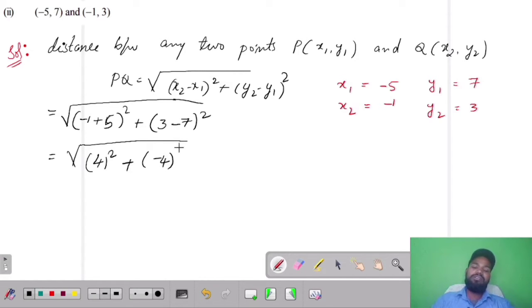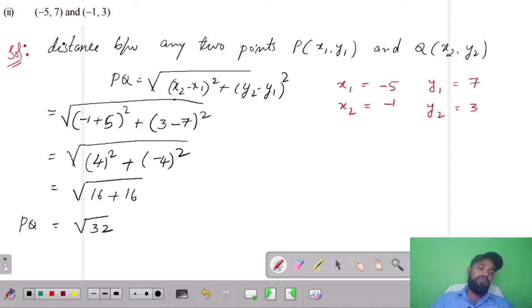Yes or no? Yes. Then what is 4 square? 4 square is 16. Plus minus 4 square, it is also 16. So now 16 plus 16, that is 32. So what is the distance between the 2 points? That is the root of 32. So you can write this 32 in this manner also.